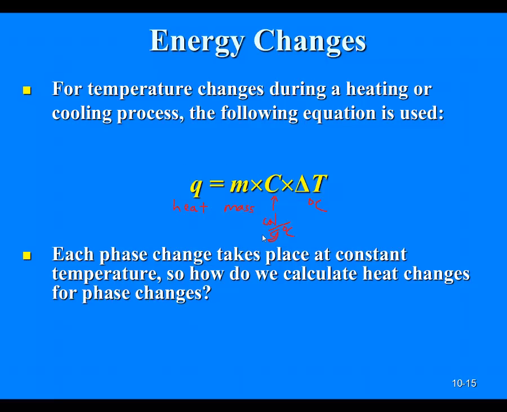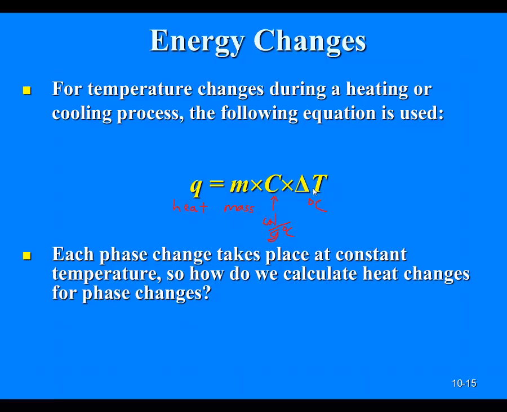Now how I know when to use which one of these equations is on a heating curve or a cooling curve. Whenever I see changes in temperature, I use the specific heat equation. If I see a phase change and I have a constant temperature, I would not use this equation because delta T would be 0. Right? There's no change in temperature in those regions. So when I have a phase change, I have constant temperature. So to calculate those, I have to consider a slightly different calculation.